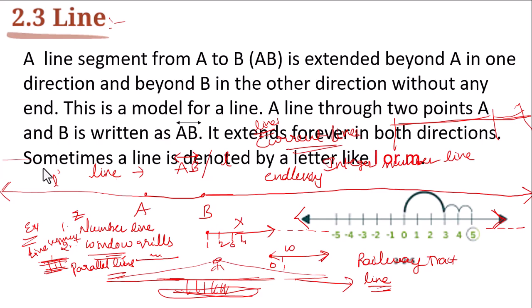Okay, so now we will see the line definition. A line segment from A to B is extended beyond A in one direction and beyond B in another direction without any end. This is a model for a line. A line through 2 points A and B is written as line AB. It extends forever in both directions. Sometimes a line is denoted by a letter like a small l or m. This is about the line.